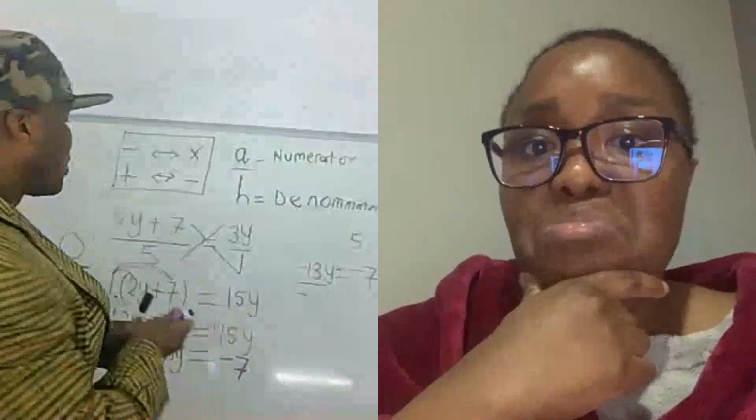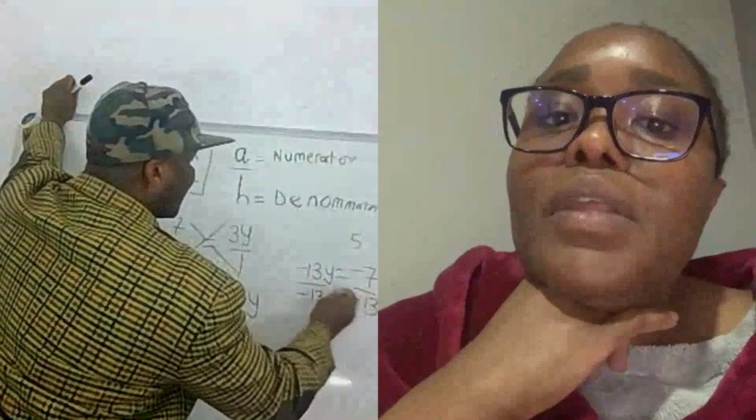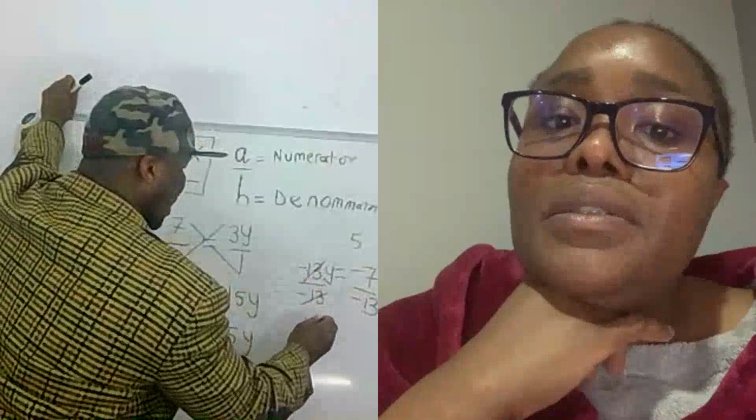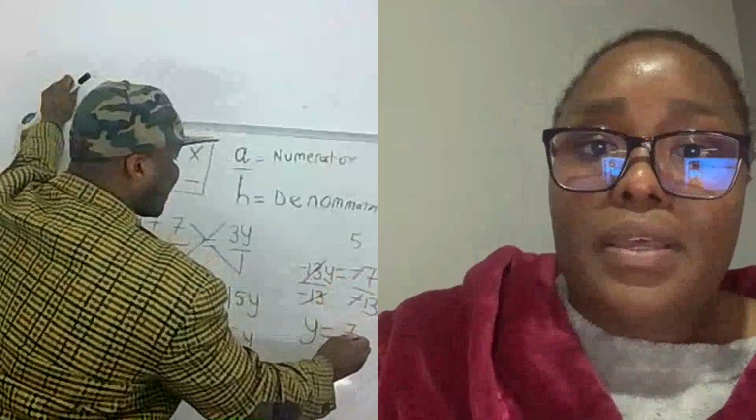So we divide by negative 13. Divide by negative 13, so our y is going to be equal to negative 7 over 13.